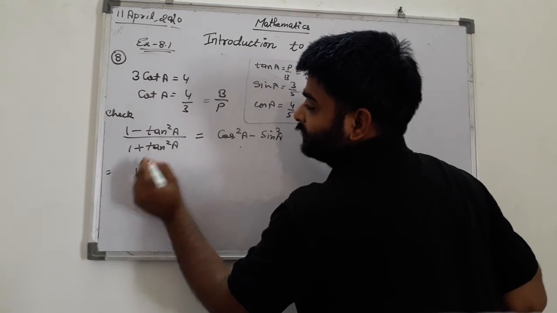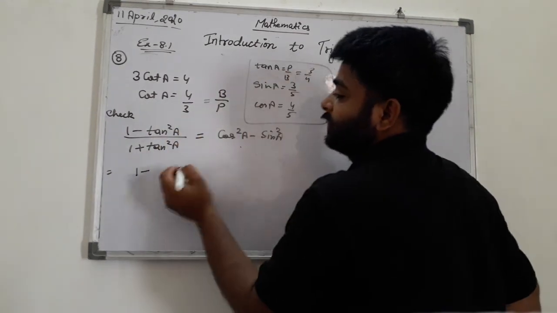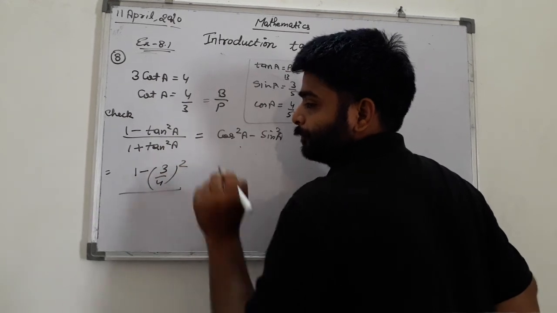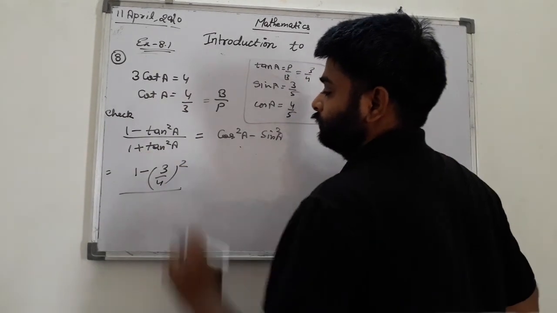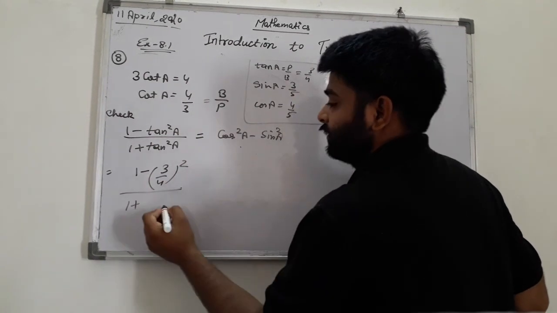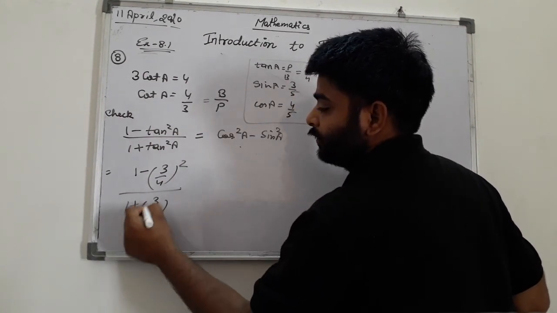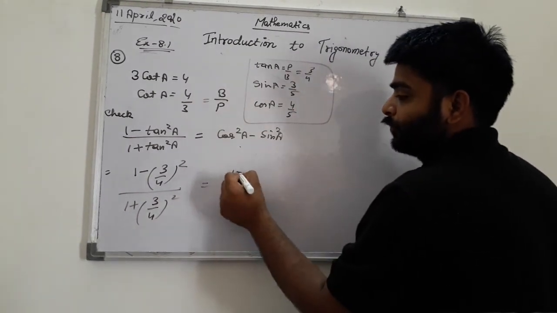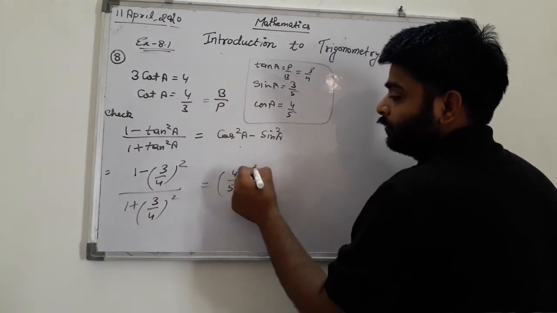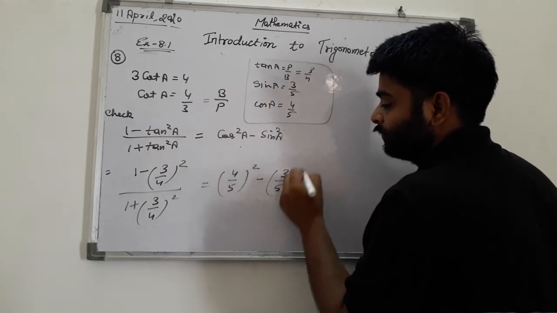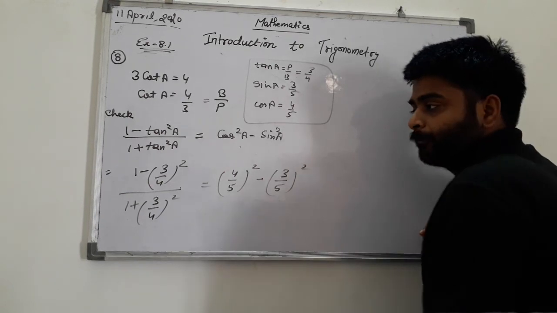That is (1 minus tan square A) upon (1 plus tan square A) is equal to cos square A minus sin square A. Tan A is (3 upon 4) whole square, cos is (4 upon 5) whole square minus sin is (3 upon 5) whole square. Is there any doubt, class?